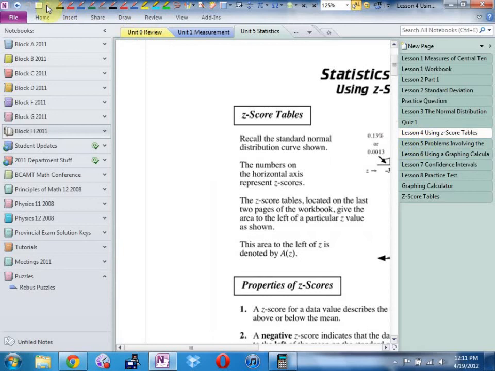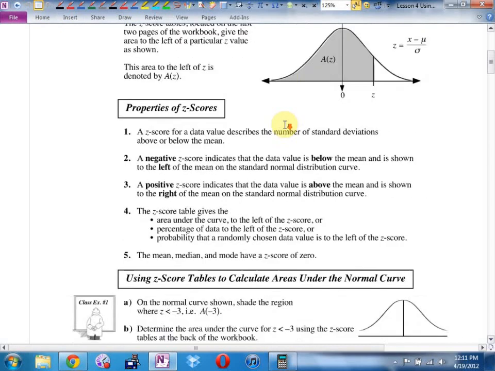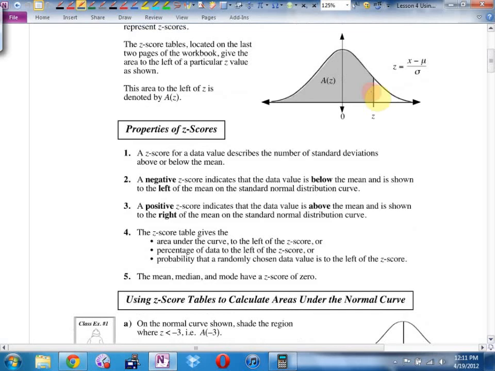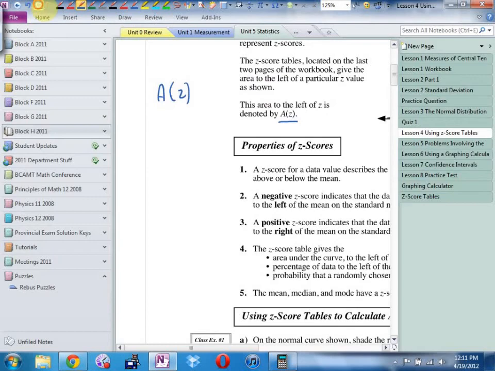Back to lesson 4. The way these tables work is they will give you the total area to the left of any Z-score that you know. So it's denoted by A of Z. The letter A stands for area. Area to the left of Z, but nobody wants to write out area to the left of Z. So if I said, for example, don't write this down, just watch. Find A of 2.